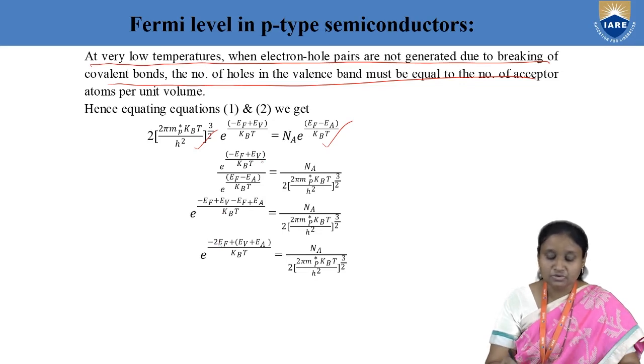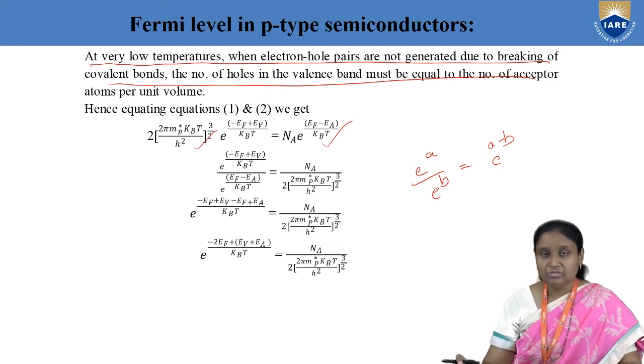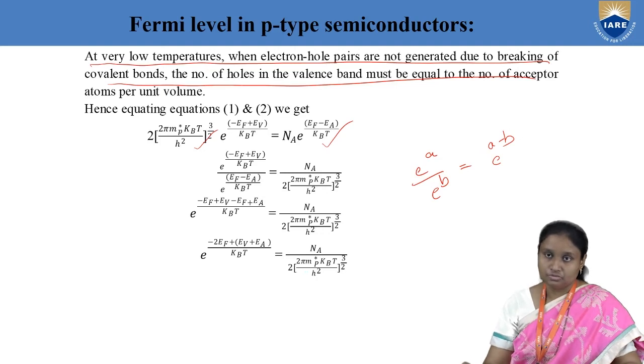So this is e to the power of a by e to the power of b, and we know that e to the power of a by e to the power of b will be e to the power of a minus b. Same thing we are going to use here. And when we do it, I end up having minus 2EF plus EV plus EA by kBT. And on the right hand side, we have one ratio, which is Na by 2 into (2 pi mp star kBT by h square) whole to the power of 3 by 2.